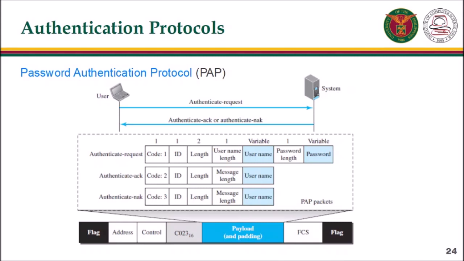When a PPP frame is carrying PAP packets, the value of the protocol field is C023 in hexadecimal. The three PAP packets are Authenticate Request, Authenticate ACK, and Authenticate NACK. The first packet is used by the user to send the username and password. The second is used by the system to allow access. The third is used by the system to deny access.